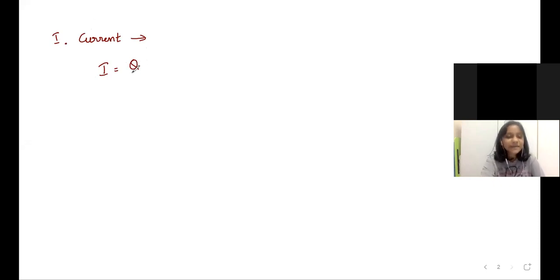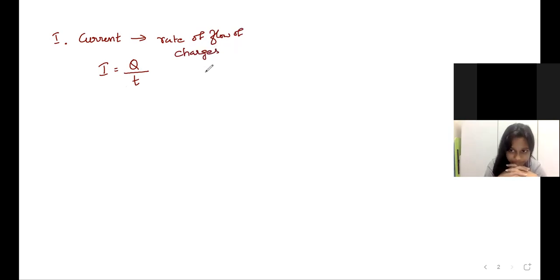So when that flow of charge is detected with respect to time, what is it? Rate of flow of charges. And the charges are actually contributed by the electrons. What is the direction of current? Positive to negative terminal. Great.